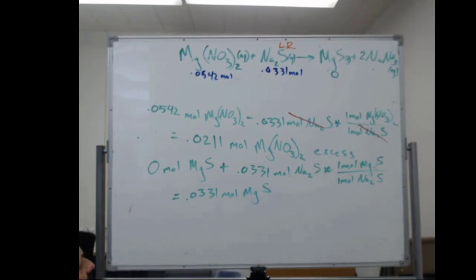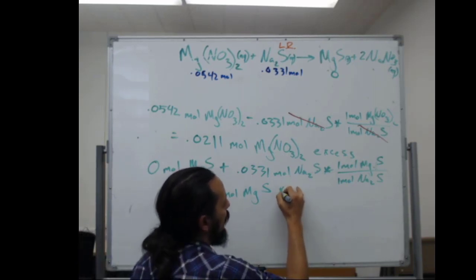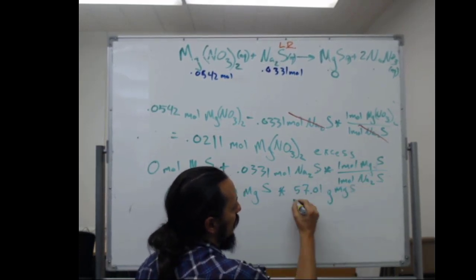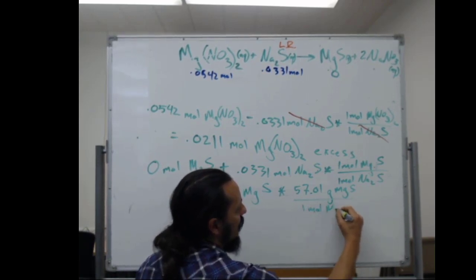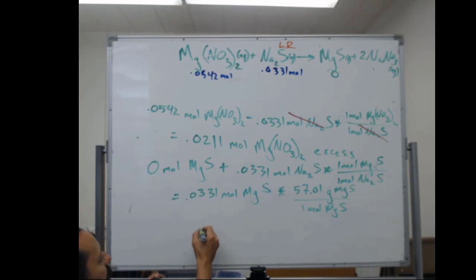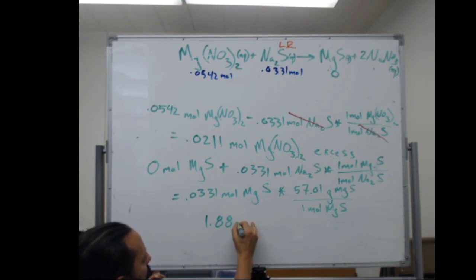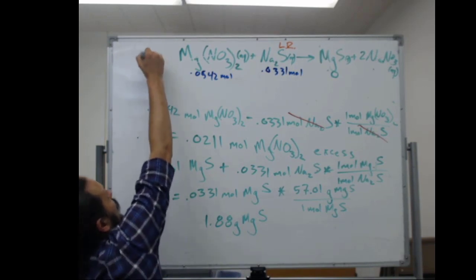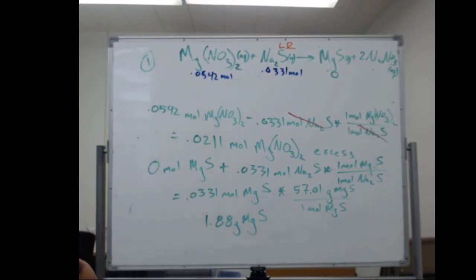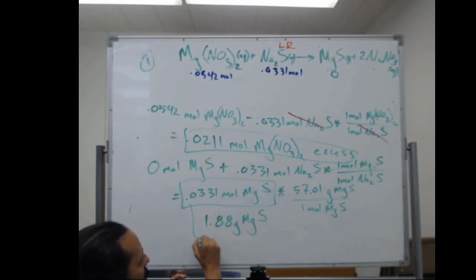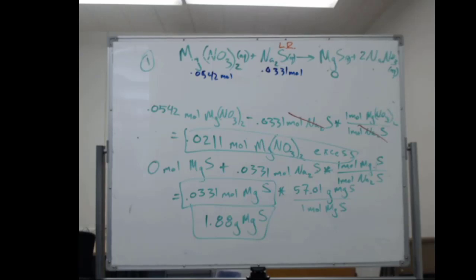It also asks us to get that in terms of the number of grams. So we'll multiply by the 57.01 grams magnesium sulfide for 1 mole magnesium sulfide, which will get us 1.88 grams magnesium sulfide. So for problem 1 on that practice problem, there are 3 things it was asking for. It was asking for the amount of excess, it was asking for the moles of product, and the grams of product. So there's our 3 answers.